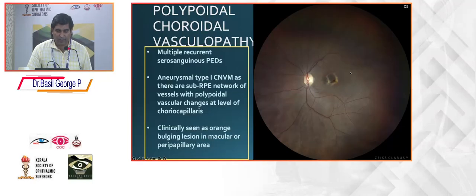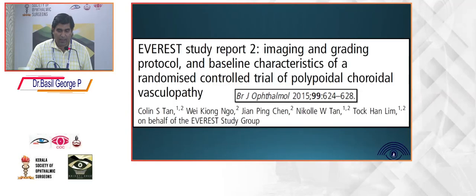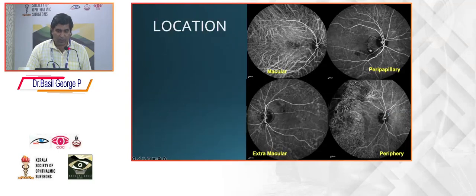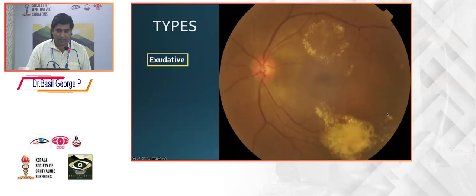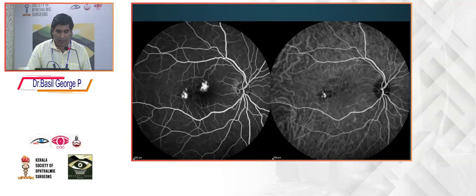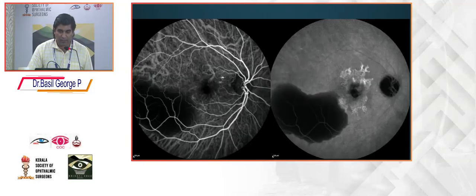Now coming on to the PCV, it is characterized by serosanguinous pigment epithelial detachment, and it is basically diagnosed by the orange subretinal nodules and the halo of hypofluorescence, massive submacular hemorrhage, and polyps. Coming on to the types, it can be hemorrhagic, exudative, mixed, or the peripheral PCV with chorioretinopathy. And the ICG is the gold standard, and the late ICG features will show the late hyperfluorescence.